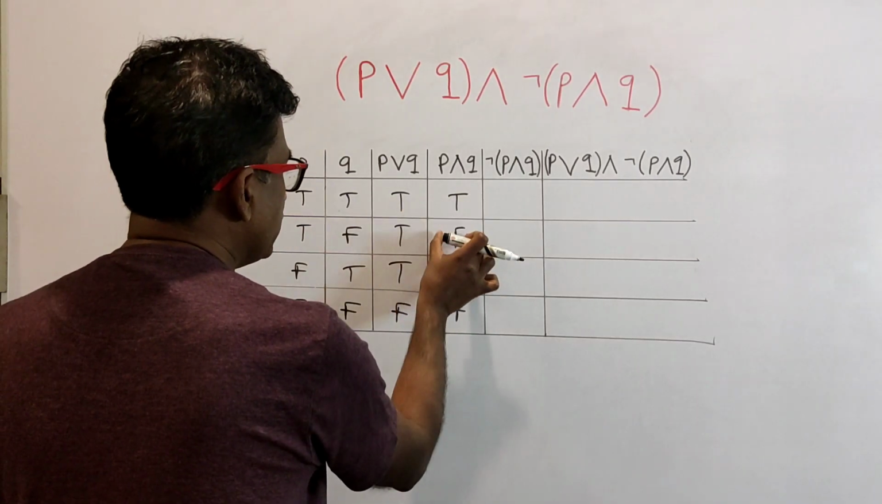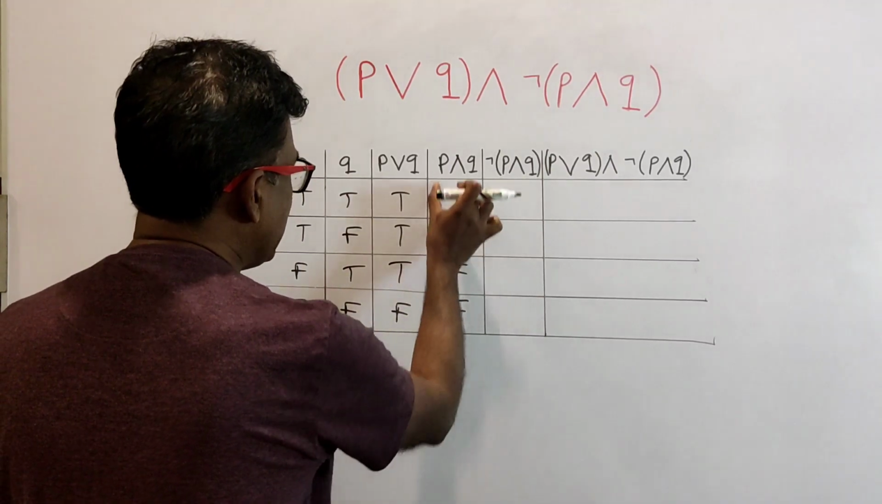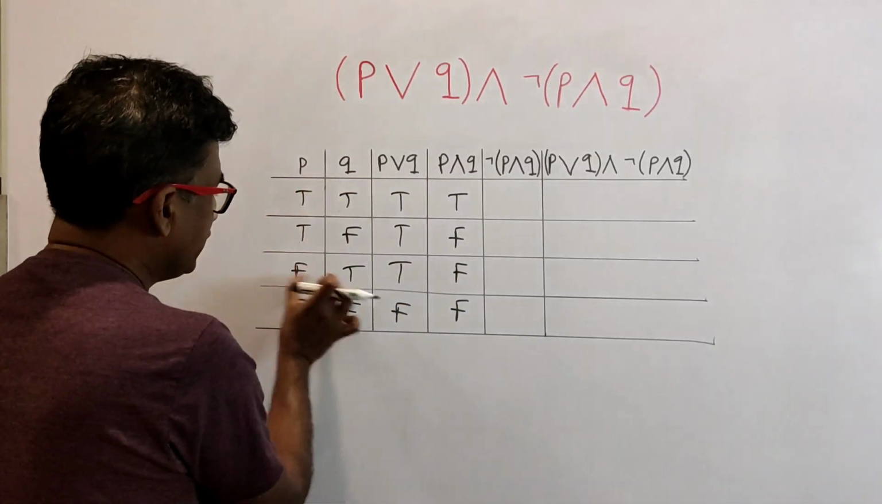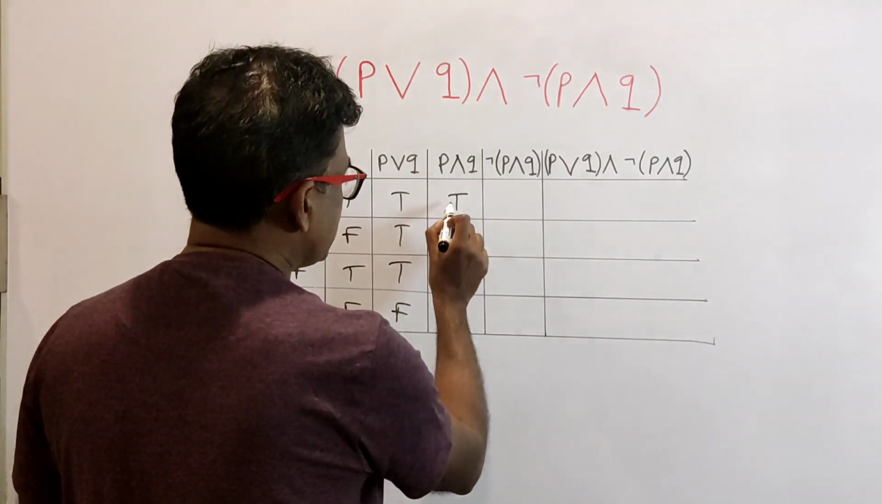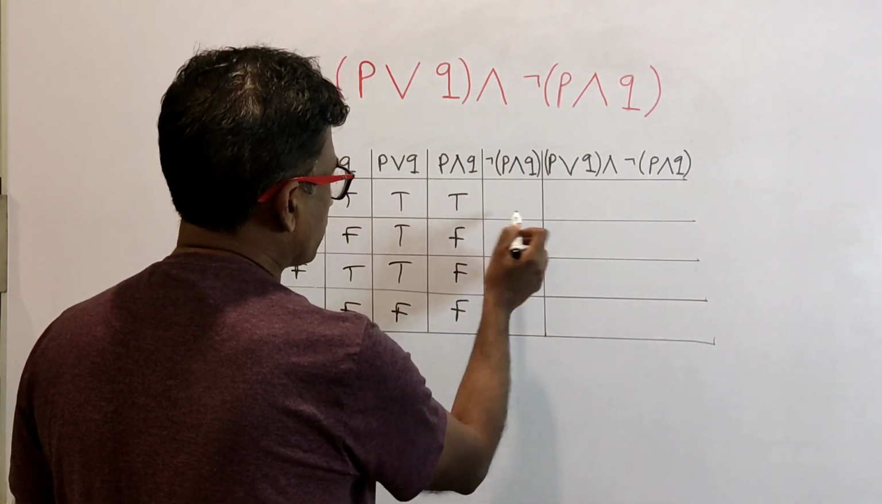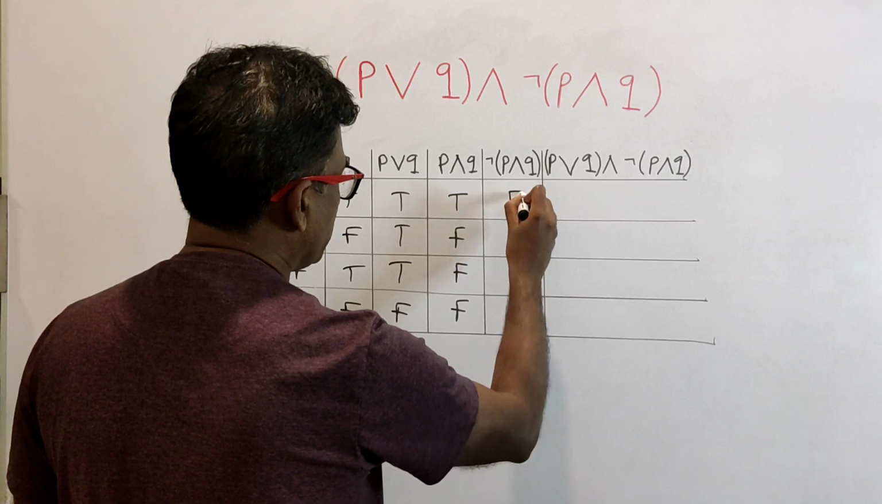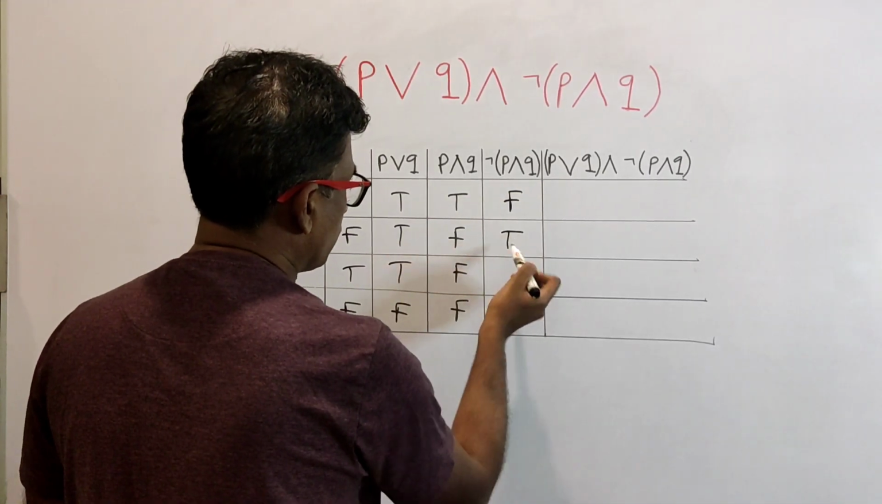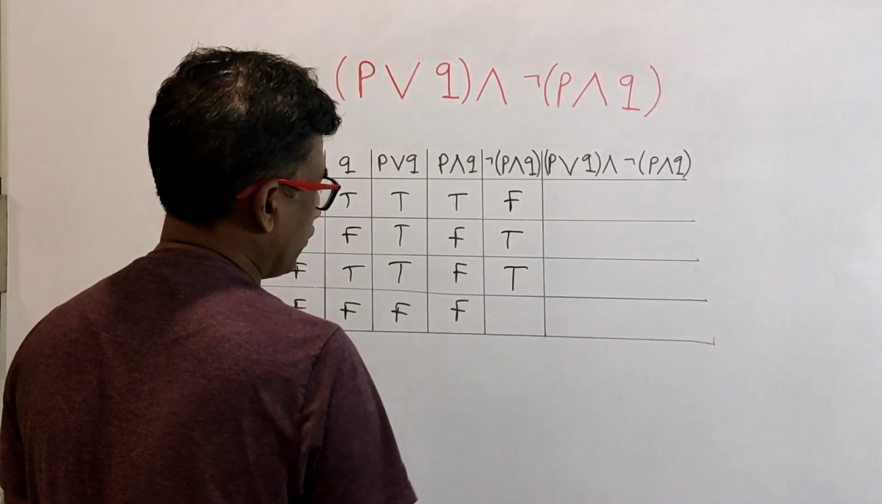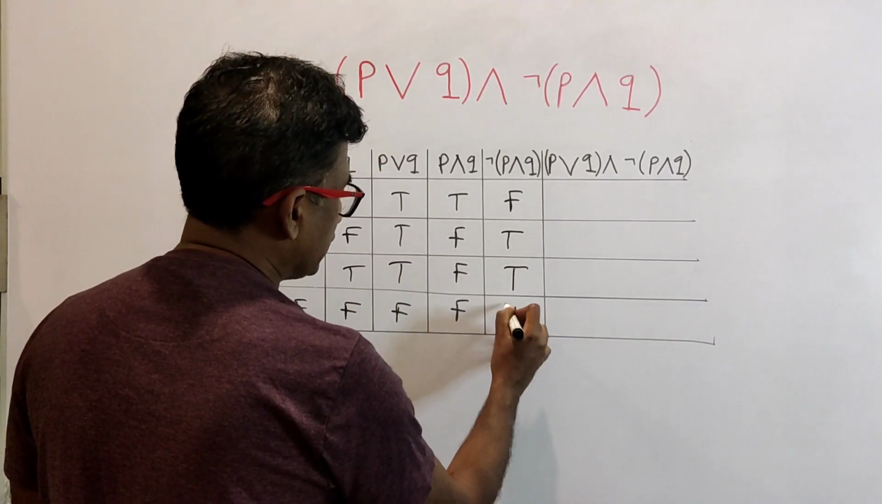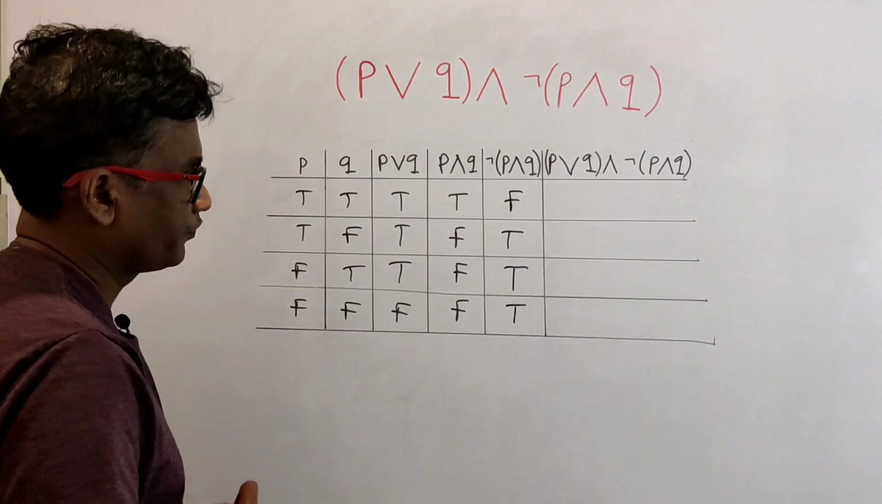Now we have included the truth values of P and Q in each of these 4 different arrangements. What about the negation? Here, since P and Q is going to be true, not P and Q is going to be false. Here it's going to be true. Why? Because this is false. Again here it's going to be true. Why? This is false. Here also it's going to be true.